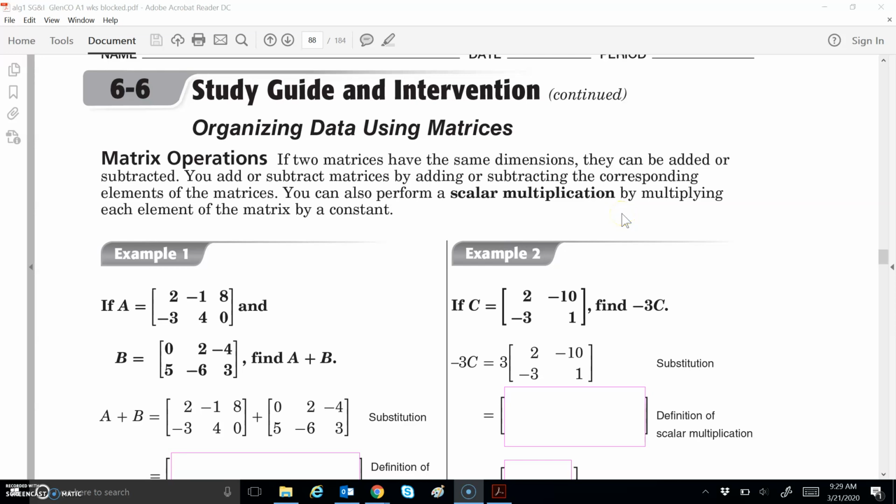Alright, matrix operations. If two matrices have the same dimensions, so the same size, a 3x4 and a 3x4, 5x6 and a 5x6, they can be added or subtracted. You can add or subtract matrices by adding or subtracting the corresponding elements of the matrices, so same position. You can also perform scalar multiplication by multiplying each element of the matrix by a constant, so basically distribute.